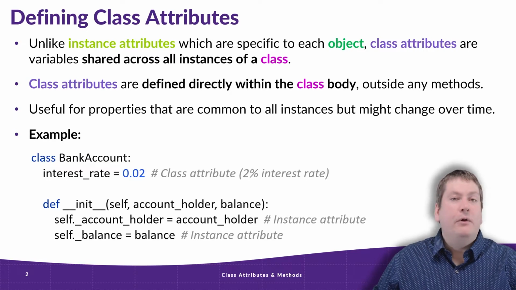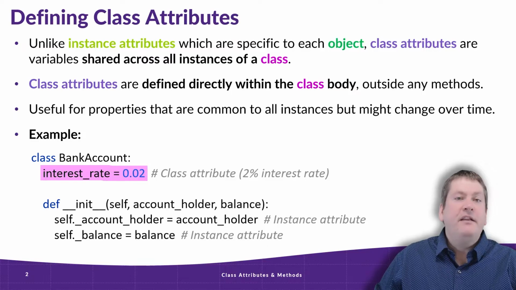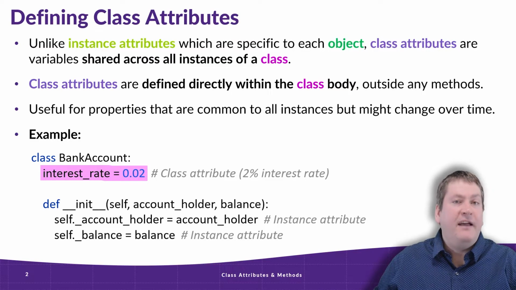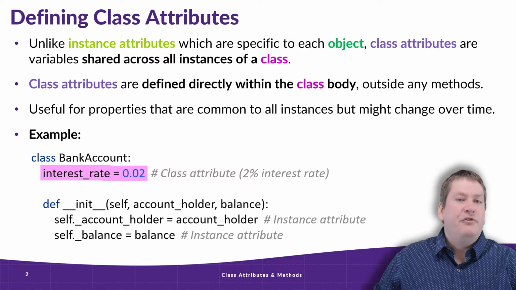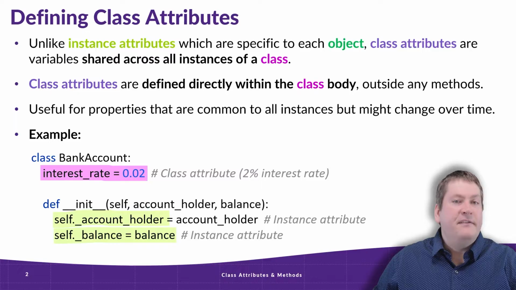Here we have a bank account class. And what's interesting here is that we have a class attribute. This is defined outside of any method, and it doesn't use the self keyword like the instance attributes we saw before. This is setting up an interest rate that's going to be shared with all instances of the bank account class, and we're going to be starting that out at 2%. Down here, we can see the instance attributes that we took a look at in a previous video. Here, each instance of the class is going to have its own account holder and its own balance. These will be different for each instance of the class.